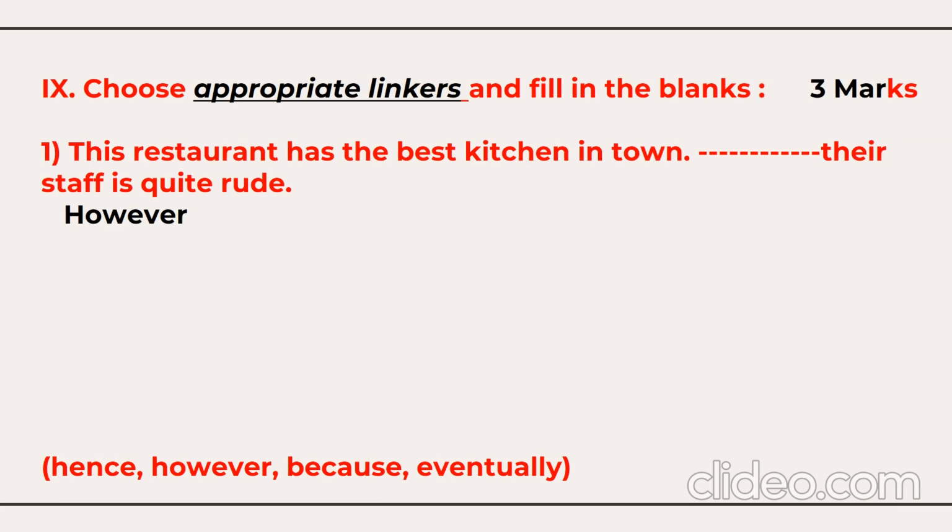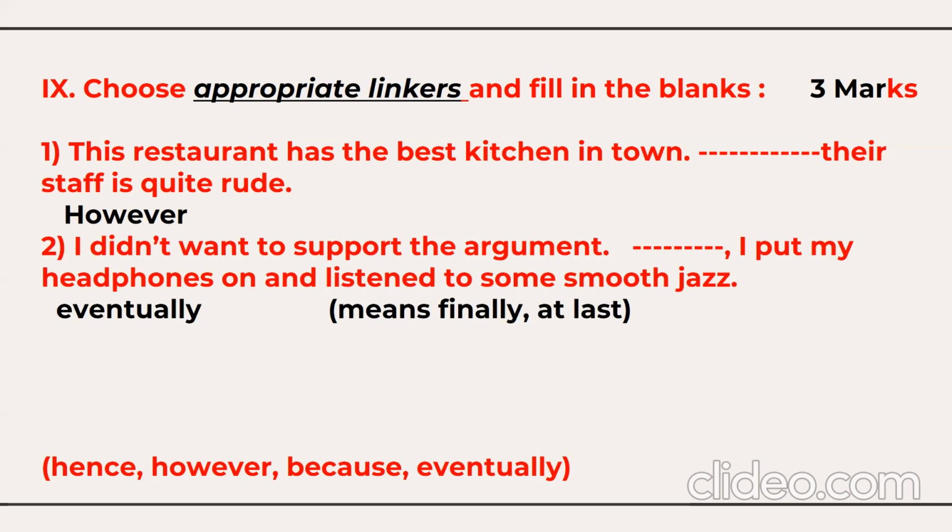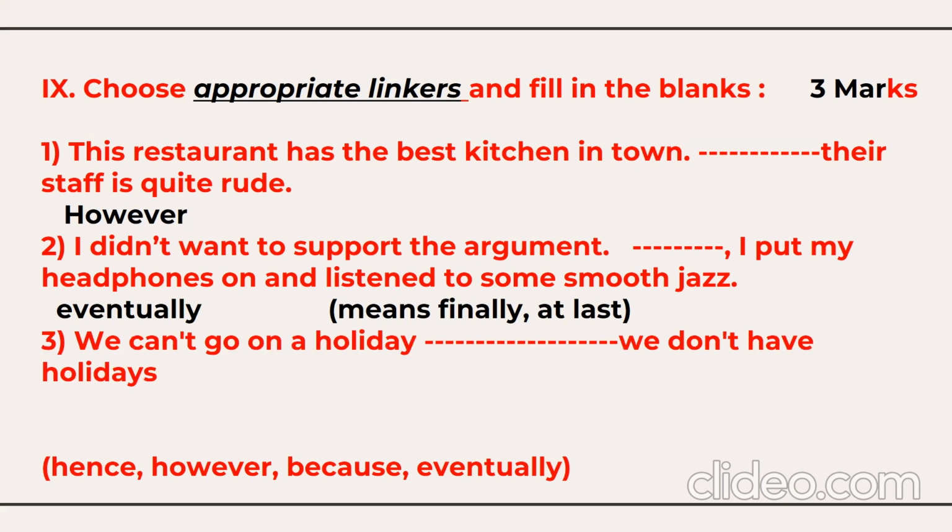This restaurant has the best kitchen in the town. However, their staff is quite rude. So what's the answer? However. Then I didn't want to support the argument. I put my headphones on and listened to some smooth jazz or the song. So here, eventually. Why eventually? Because eventually means finally, at last. Then, we can't go on a holiday because we don't have holidays.